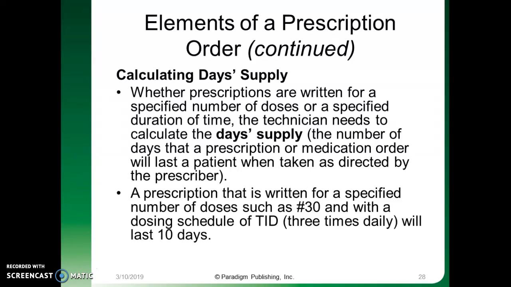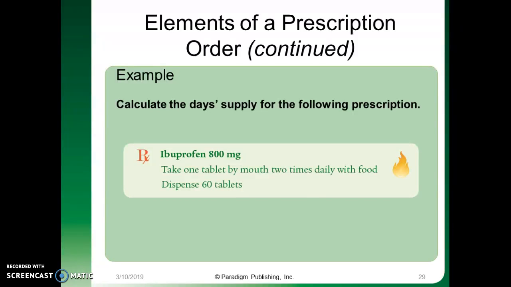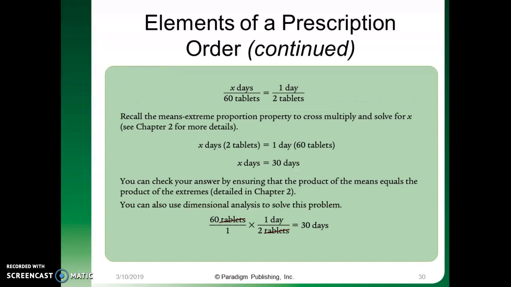Calculating day supply: whether a prescription is written for a specific number of doses or a specific duration of time, the technician needs to calculate the day supply. A prescription is written for a specific number of doses such as 30, or a schedule such as TID. So calculate the day supply. X days over 60 tablets is equal to 1 day over 2. So that's a 30-day supply.